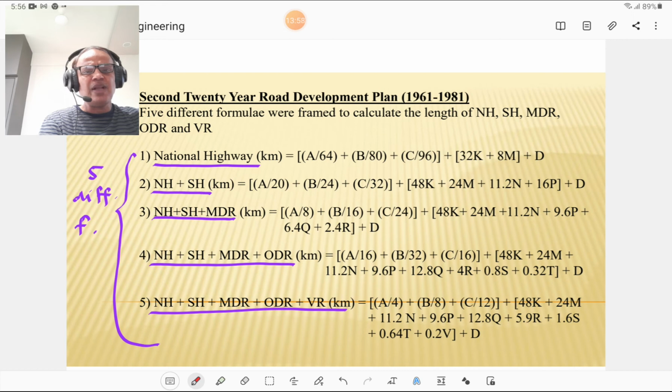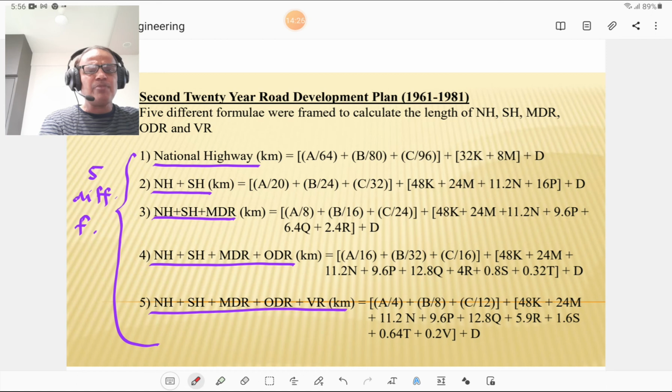And the fourth formula is NH plus SH plus MDR plus ODR in kilometer is A by 16 plus B by 32 plus C by 16 plus second bracket 48K plus 24M plus 11.2N. This series is the same as that of the previous formulas plus 9.6P plus 12.8Q. Here it changes: plus 4R plus 0.8S plus 0.32T bracket complete plus D.